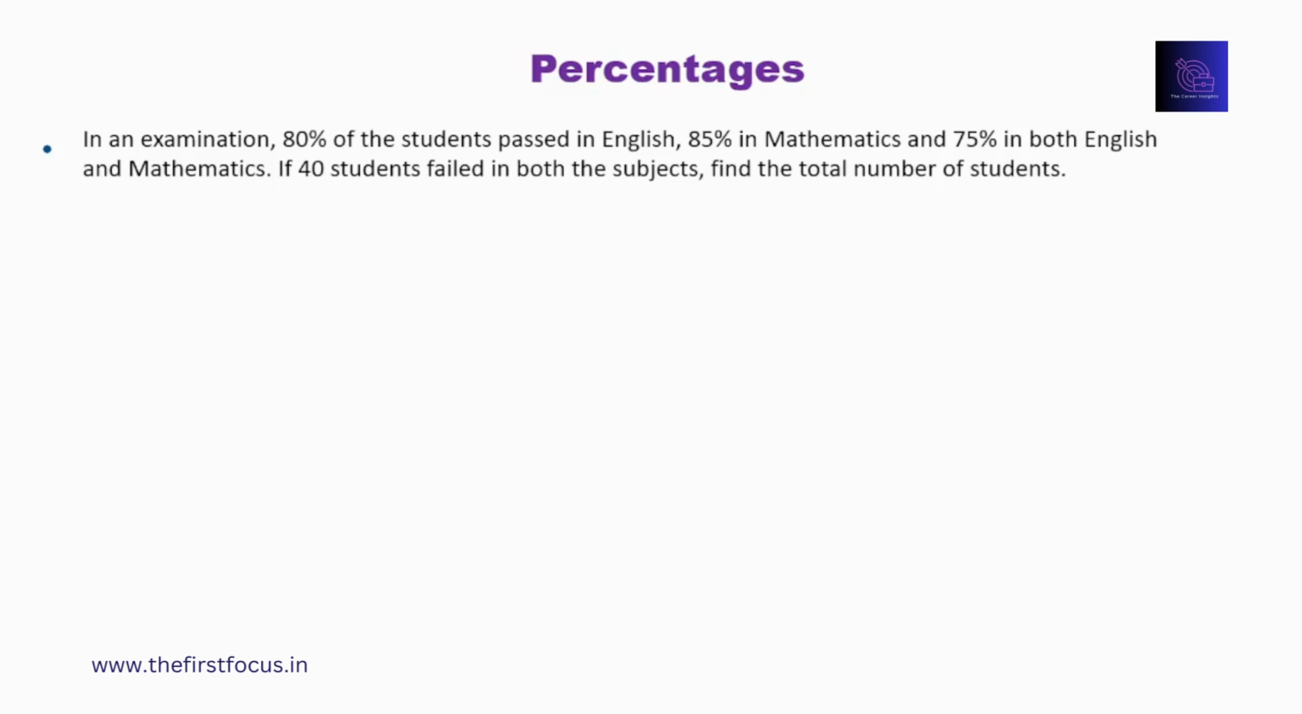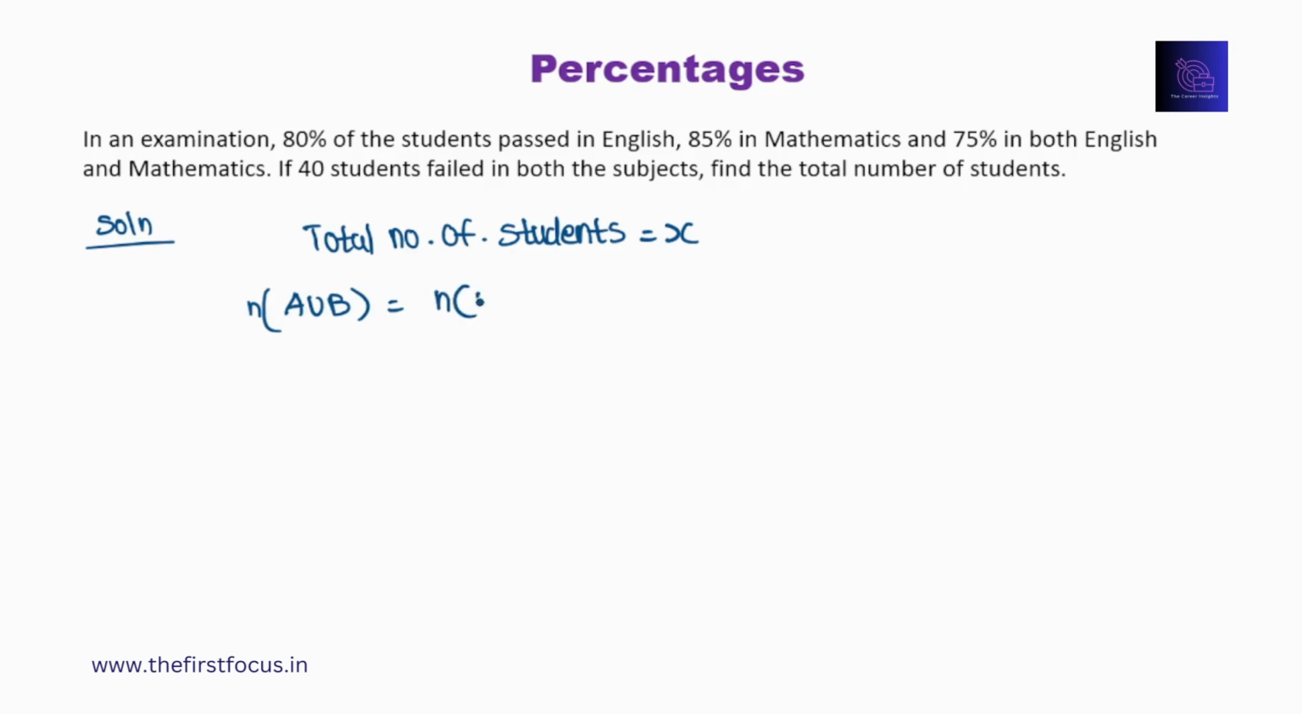Here is our next problem. In an examination, 80% of the students passed in English, 85% in mathematics, and 75% in both English and mathematics. If 40 students failed in both the subjects, find the total number of students. Let's take the total number of students to be x. Here we use the A union B formula. N of A union B is N of English plus N of mathematics minus N of English and mathematics.